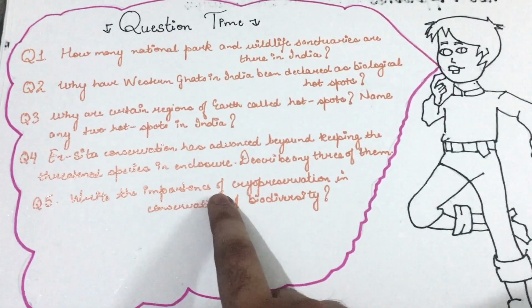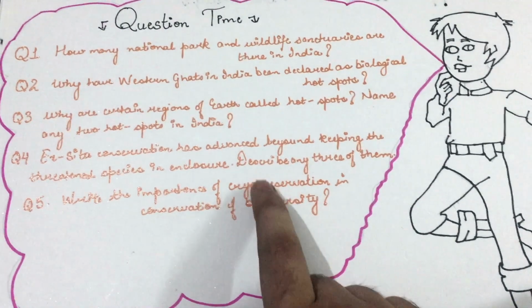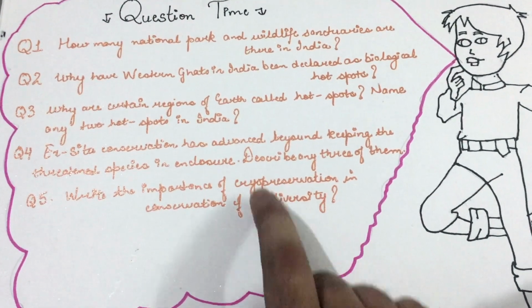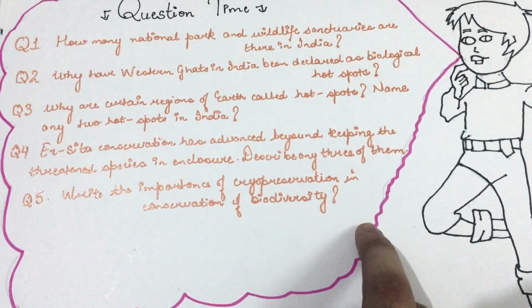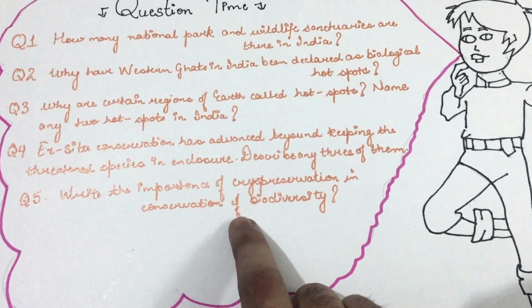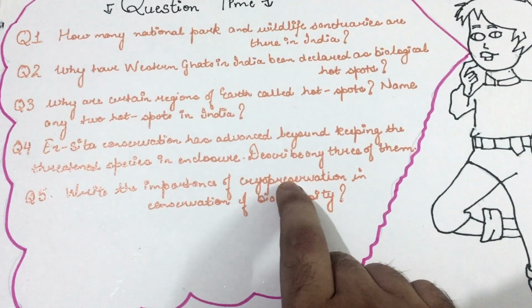Now, write the importance of cryopreservation in conservation of biodiversity. So we know that cryopreservation helps in the preservation of gametes of threatened plants and animals. So the gametes of threatened plants and animals can be preserved by cryopreservation technique. That is its importance.